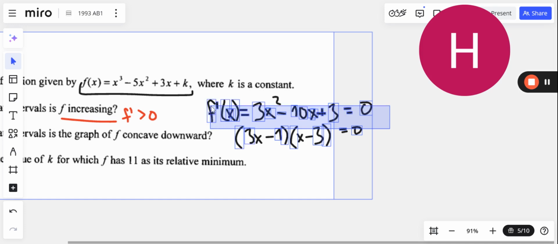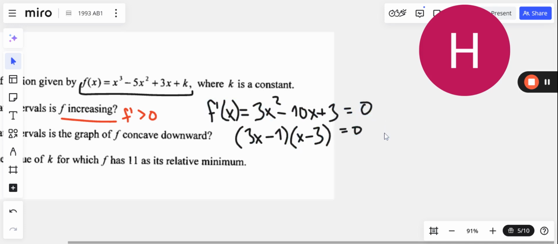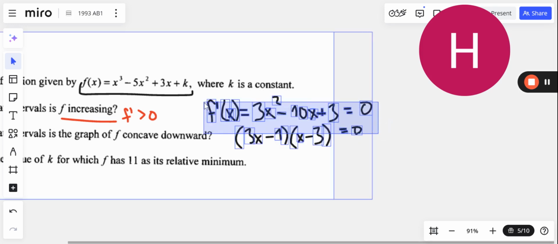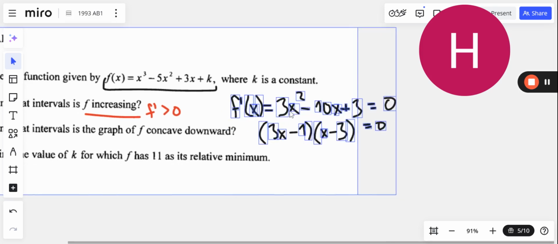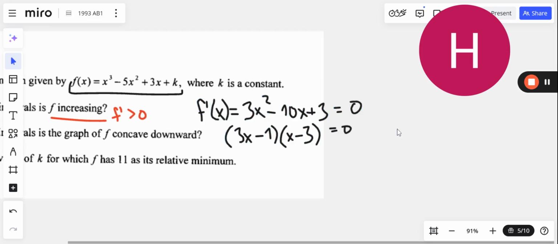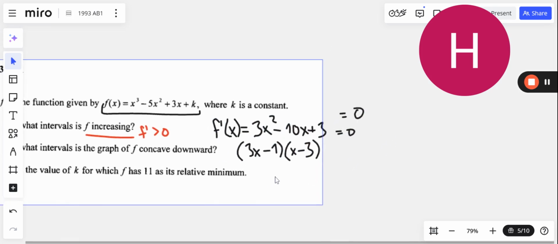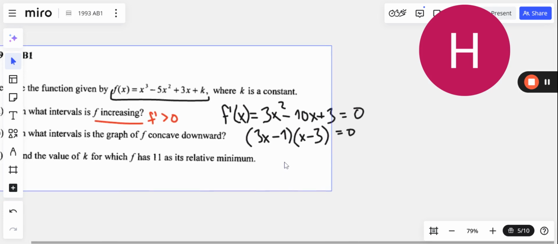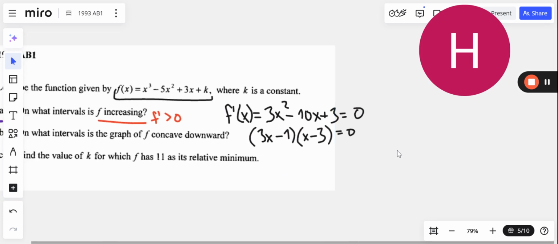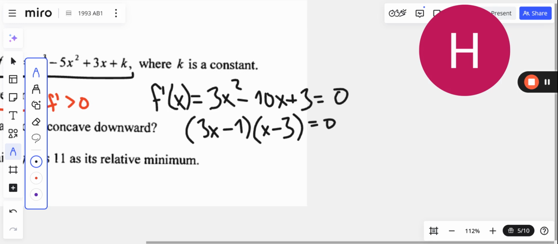Let's move this stuff just a little bit. Oh, it's going to be difficult to do that. Well, maybe let's just move. Okay, we'll just carve out some space for that. So our two zeros are x equals 1/3 and x equals 3.